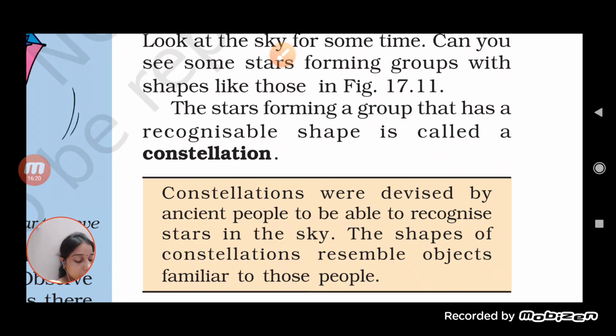The Hindi name for constellation is nakshatra. You know that sometimes people say that your nakshatra is not good or it's very good. So basically, it is talking about the stars.